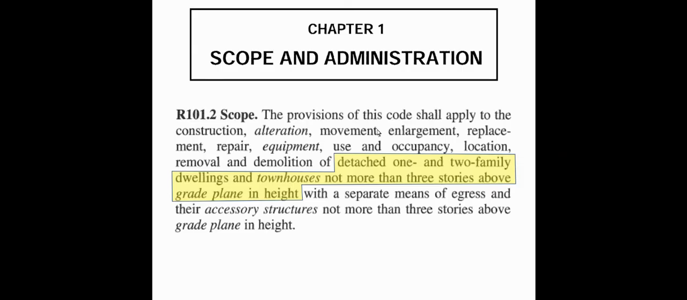Let's start with chapter 1 and section 101.2. Basically, the IRC is for all detached 1 and 2 family dwellings and townhouses, not more than 3 stories above the grade plane in height. Well, that one little sentence tells a whole bunch, because first it's going to talk about 1 and 2 family or duplexes and townhouses. And here's where it comes in, 3 stories above the grade plane. So we have to first define 3 stories and also the grade plane.